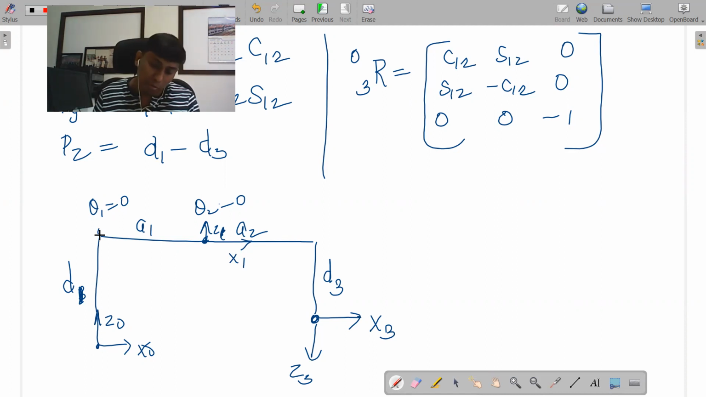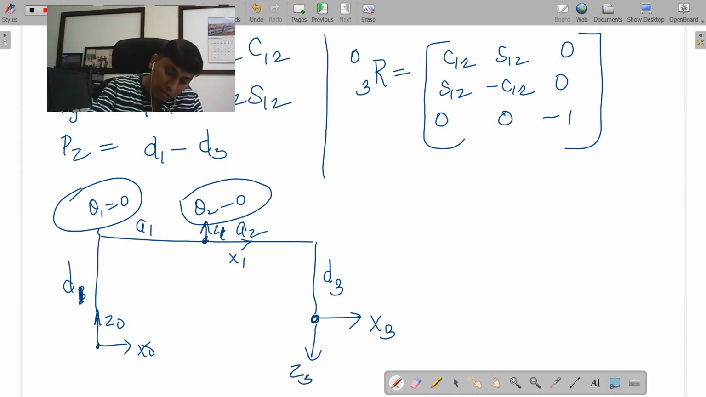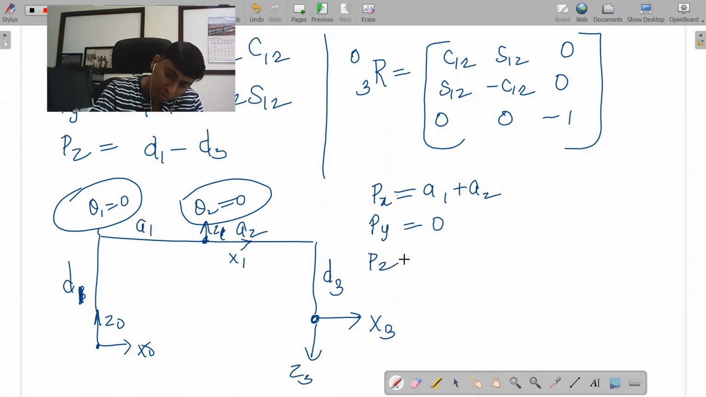Okay, so if I see, what would be the home position? Home position in the sense theta 1 is 0 degrees and theta 2 is 0 degrees. What would be Px? Px would be A1 plus A2, right? Py would be 0. Pz would be, so D1 is the positive direction and D3 is the negative direction, right?